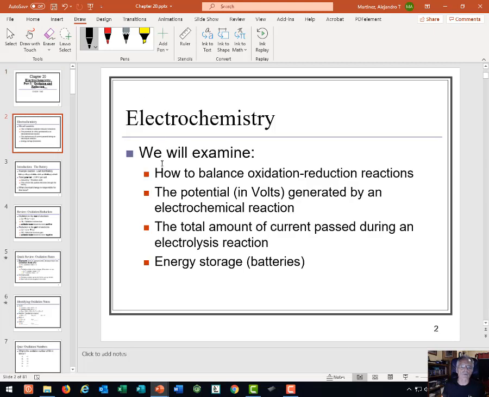So electrochemistry, in this chapter we're going to examine how to balance oxidation-reduction reactions, the potential in volts generated by an electrochemical reaction, the total amount of current passed during an electrolysis reaction. We'll take a quick look at energy storage. We call those batteries. And your personal life with cell phones and laptops and cars is all run on batteries.